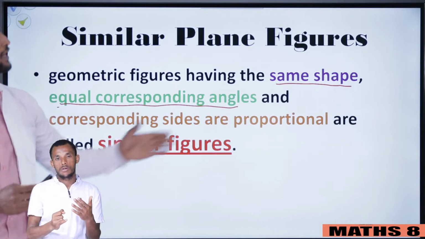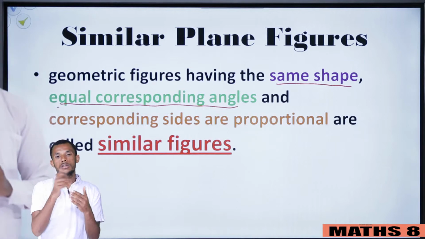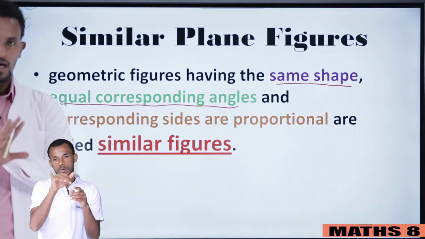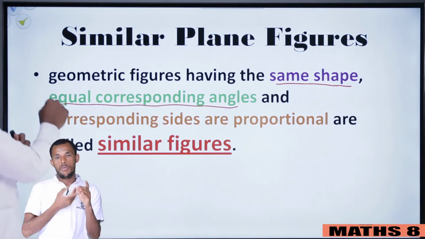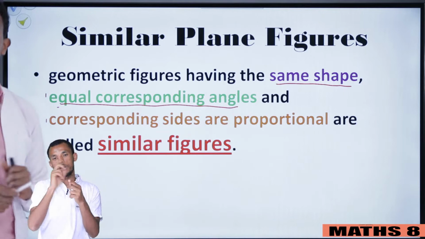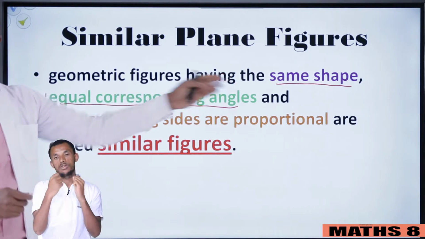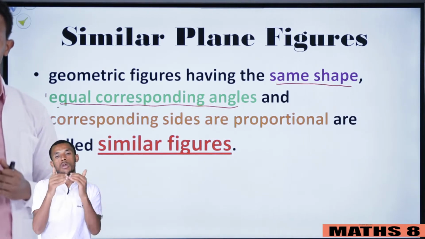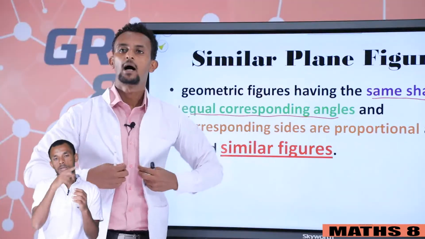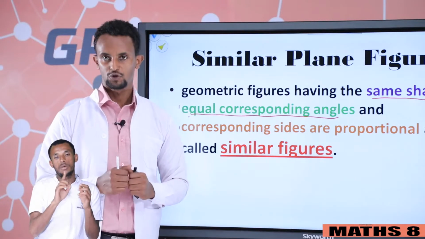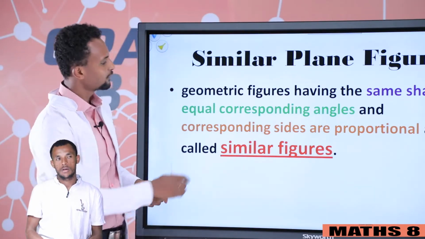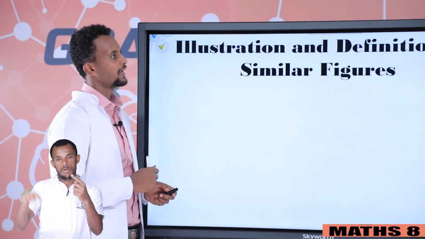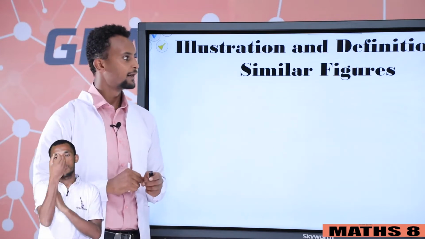As I told you before, the first thing is they have to be the same shape. If they are not the same shape, we cannot compare them at all. We do not go to the second and the third step. After they have the same shape, we check that the corresponding angles are the same. The third one, their corresponding sides have to be proportional. So, after talking about similar figures, let's go to the next illustration and definition of similar figure.